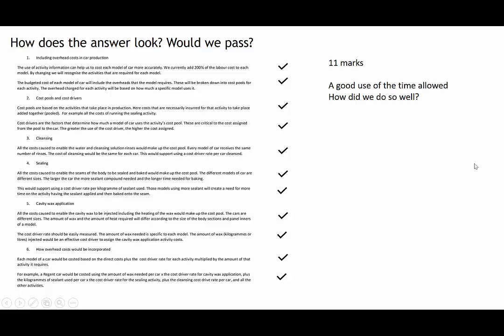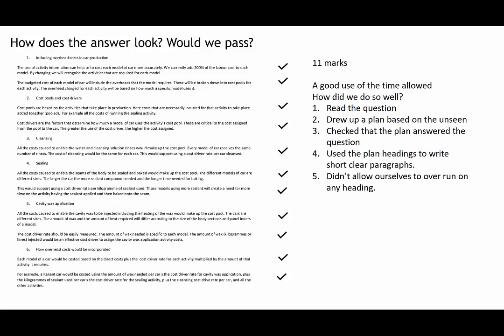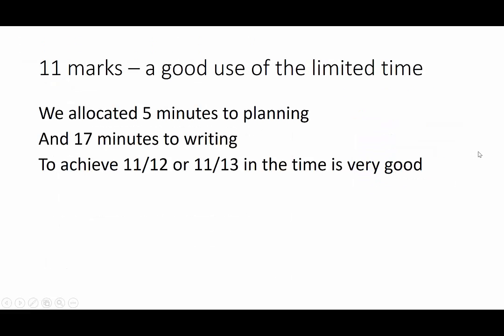A good use of the time allowed, and what did we do? We read the question, we drew up a plan, we checked the plan against whether the plan was actually answering the question that we'd been asked. We used the plan headings to write the clear paragraphs, and we didn't allow ourselves to run over on any of those headings, so we were within our time limit all the way. So 11 marks, a good use of that time. We allocated the time to the planning, we allocated the 17 minutes to writing, and achieving 11 marks out of 12 or 13 is very good, and a good use of the time.